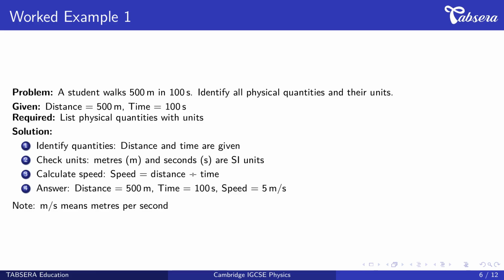Step 1. Identify the quantities. Distance and time are directly given in the problem. Step 2. Check the units. Meters, symbol m, and seconds, symbol s, are both SI units, so they're correct. Step 3. Calculate additional quantities. We can find speed using the equation speed equals distance divided by time. Step 4. State the answer. Distance equals 500 meters, time equals 100 seconds, and speed equals 5 meters per second. Note that m/s means meters per second, showing distance per unit time.